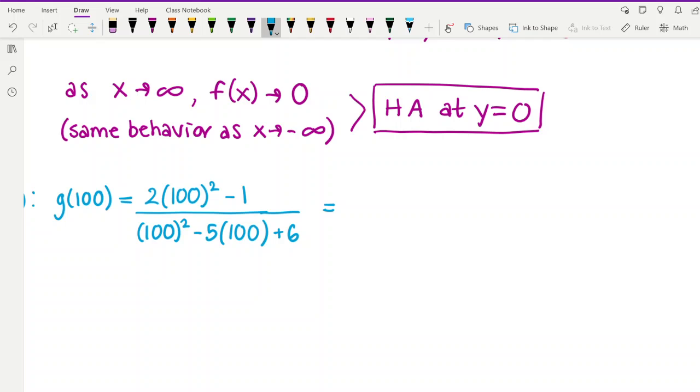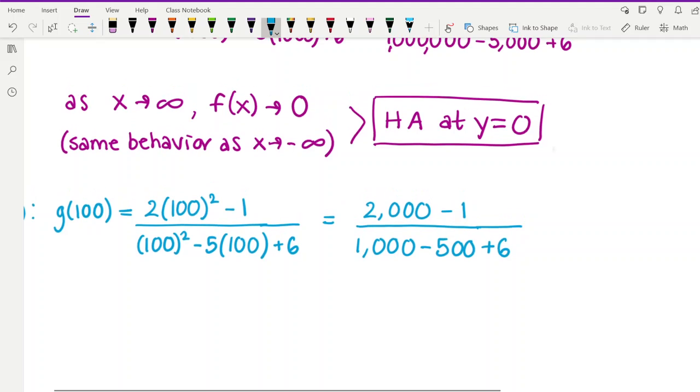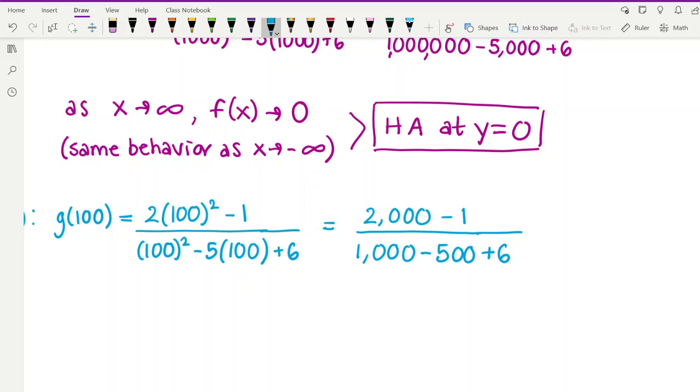Well, 100 squared, we already saw that that is 10,000. So in the numerator, we'll have 2,000 minus 1. And then in the denominator, we'll have 1,000 minus 500 plus 6. So just like before, it's really always going to be the highest power in the numerator and the denominator that really control what's going on.